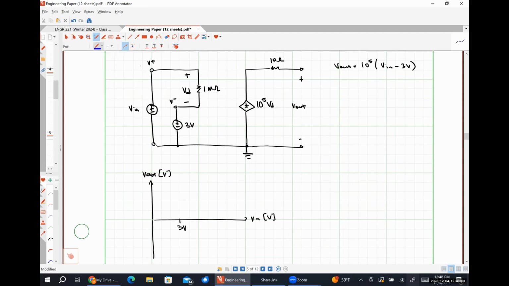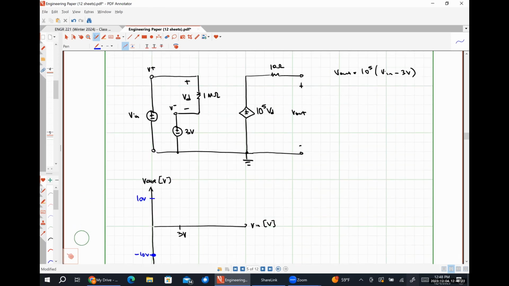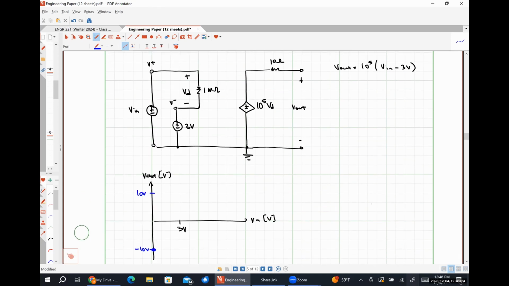So if I put this bit right here to be negative 10 volts and this guy right here to be positive 10 volts, at this point of 0, our output voltage is negative 10. What if Vin is negative 2 volts? Negative 100,000, which is more negative than VCC minus, so it saturates to negative 10 volts.